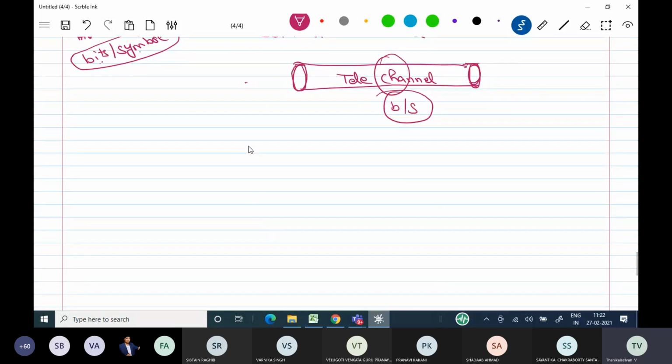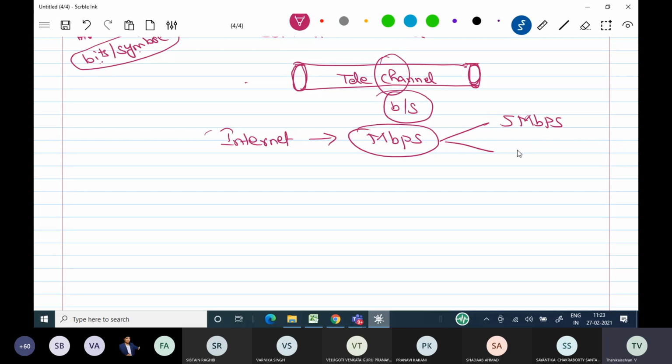So now we have the internet speed, because internet connections are available everywhere, and in daily life you are coming across the internet. That's why I'm taking the internet as an example. On the internet you always see megabits per second. Your speed is going to be 5 Mbps.